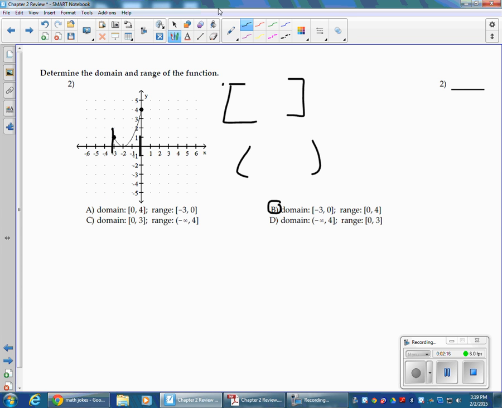Now let's look at the range. I'm going to change my color to look at the range. The range are your y values. If you'll look here on the y-axis, the lowest y value that I get is 0. Then the y values go all the way up to 4, and it touches 0 and it touches 4. So I'm looking at a range from 0 to 4. So that would be B as my answer.